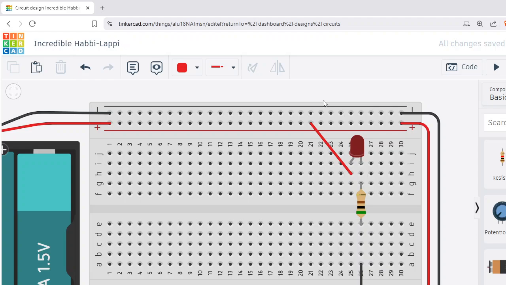I had given you some assignments to do. Let us do those assignments here. For example, let me remove everything from here.